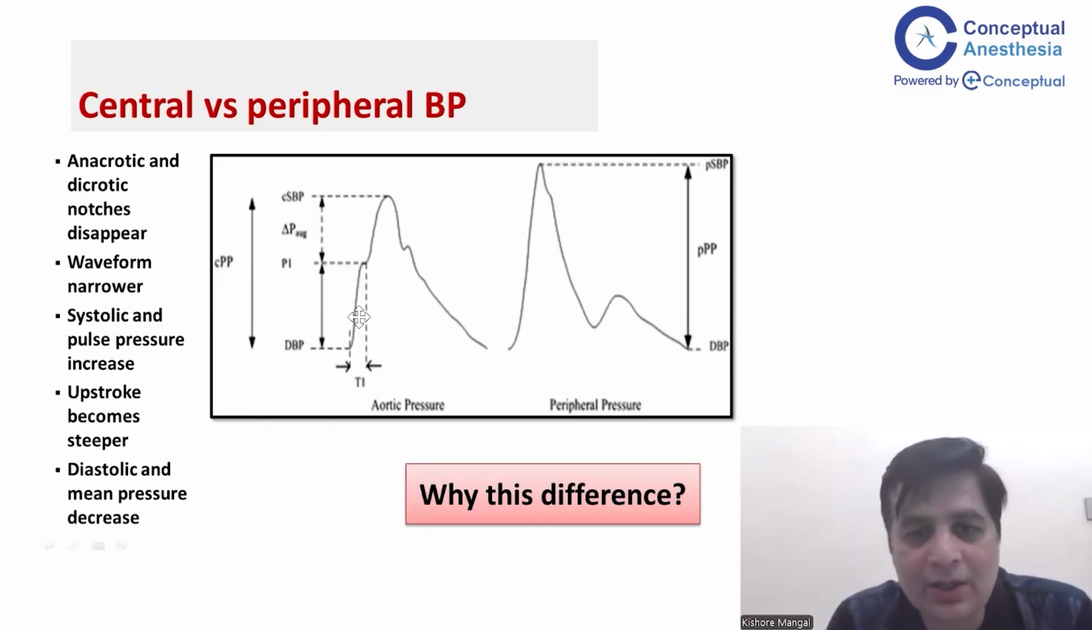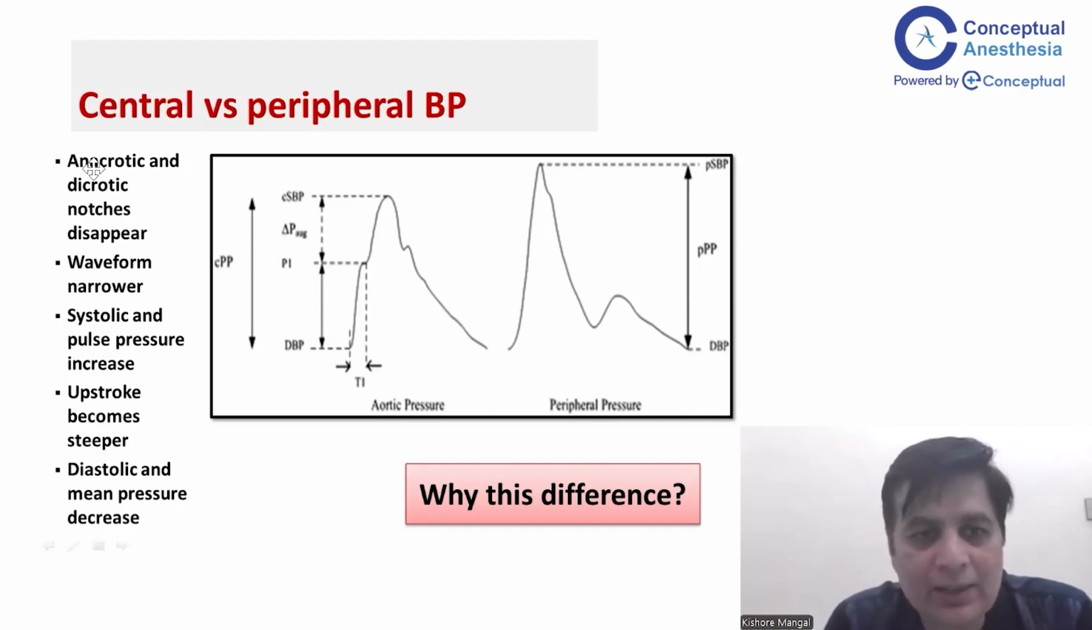dorsalis pedis. Okay, so we see here that the systolic pressures have increased, the diastolic pressures have decreased a little, so the pulse pressure increases and the waveforms become a little narrower. And the notch, this is the anacrotic notch and this is the dicrotic notch. We will not be able to see the anacrotic notch, and the dicrotic notch will also not be that great. So this is what we see in a peripheral pressure.